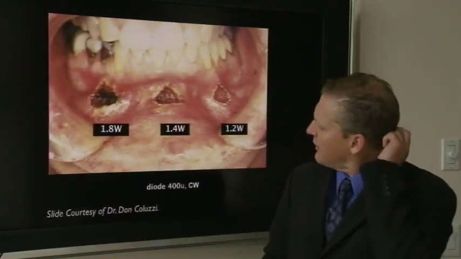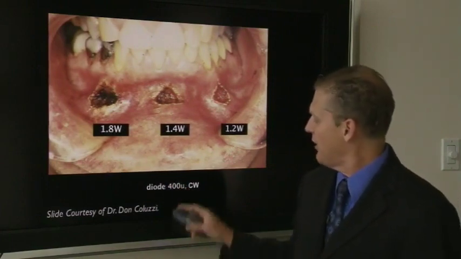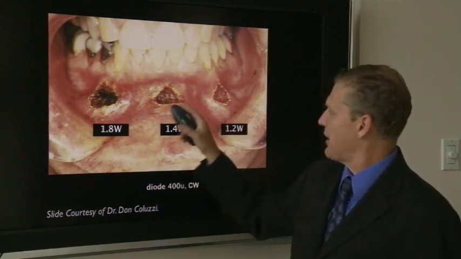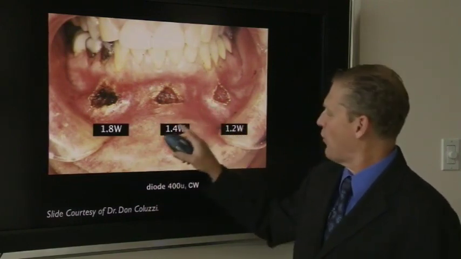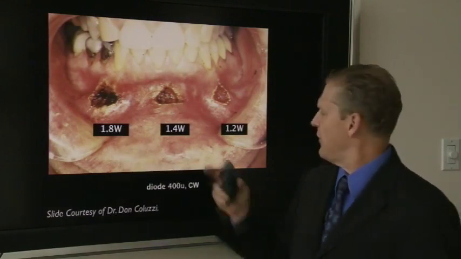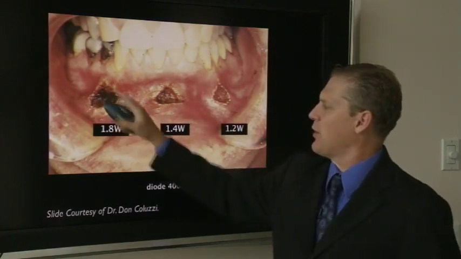If you look here, this is again a slide provided by Don Cluse. He used a diode, soft tissue laser, 400 microns. This is continuous wave. CW means continuous wave. 3 different frenectomies done, one at 1.2, one at 1.4, one at 1.8. If you were to look closely at these, you would find that there is less charring here at the 1.2 watts than at the 1.8.